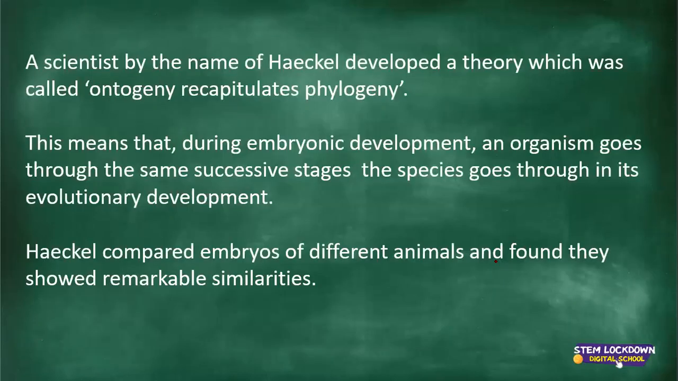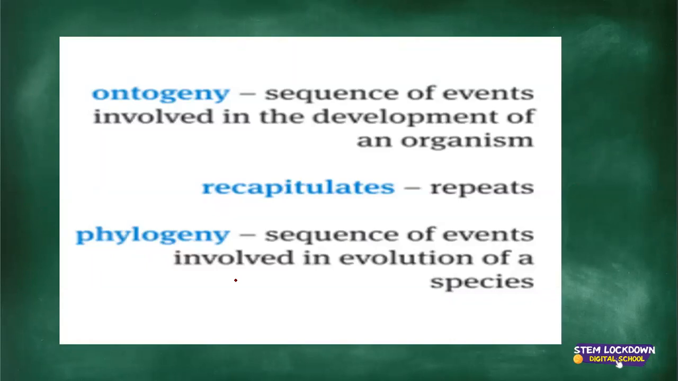A scientist by the name of Haeckel developed a theory which was called ontogeny recapitulates phylogeny. This means that during embryonic development, an organism goes through the same successive stages the species go through in its evolutionary development. Haeckel compared embryos of different animals and found they showed remarkable similarities, like we've just looked at now.